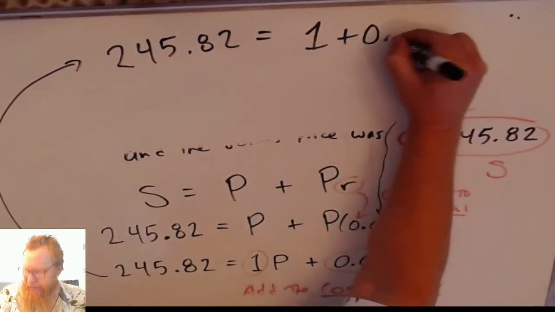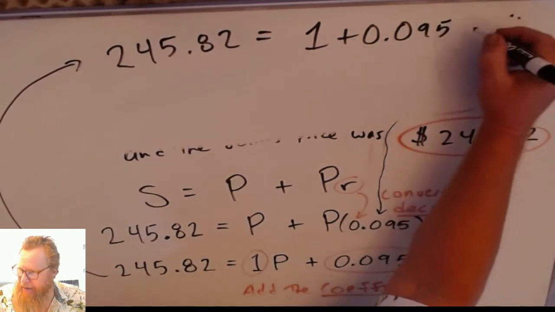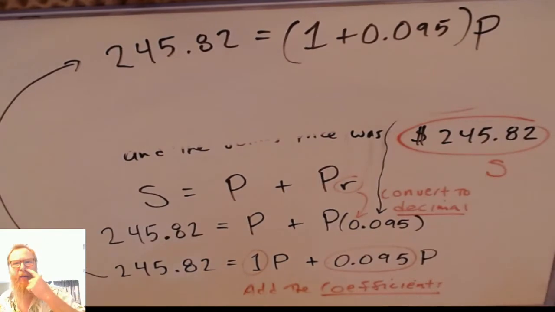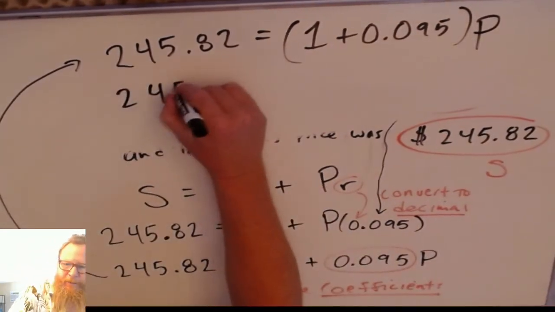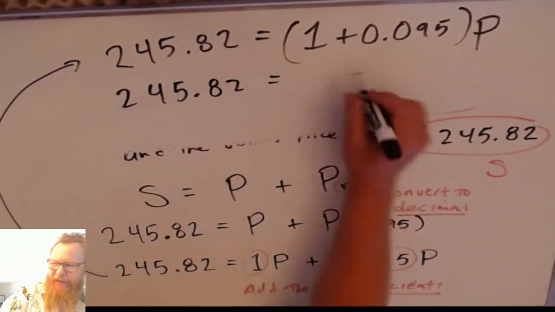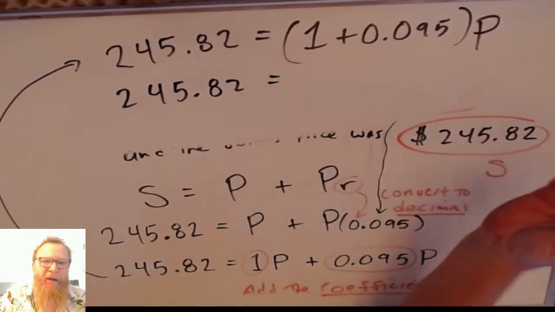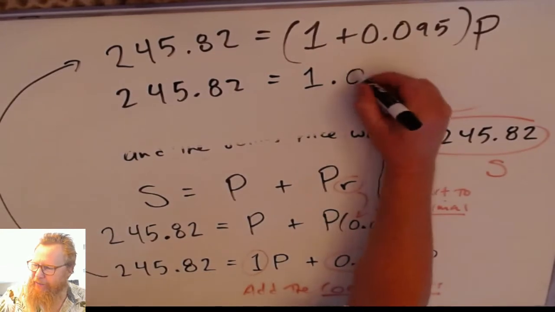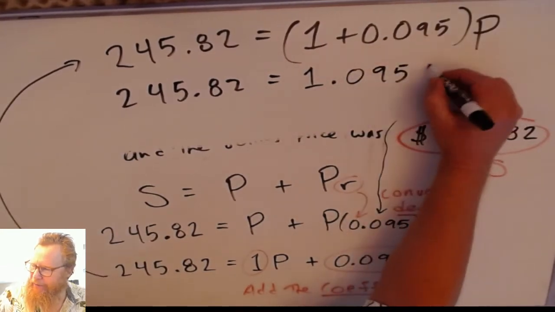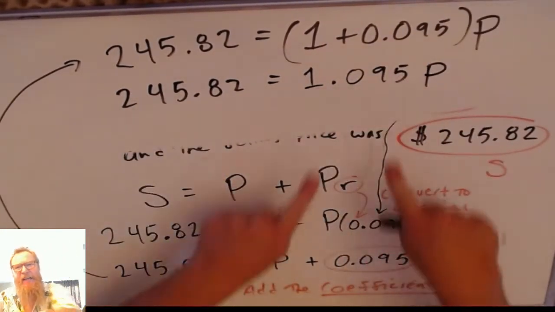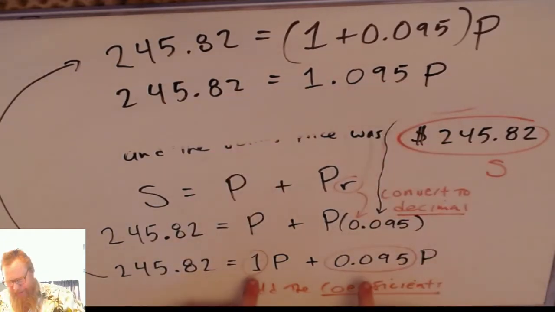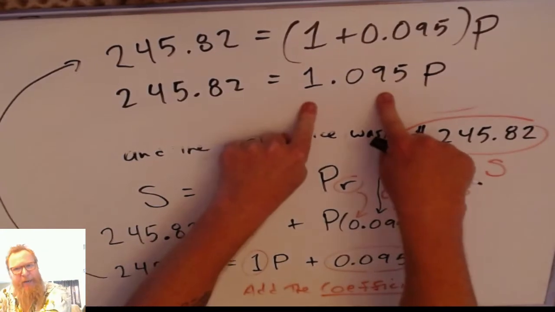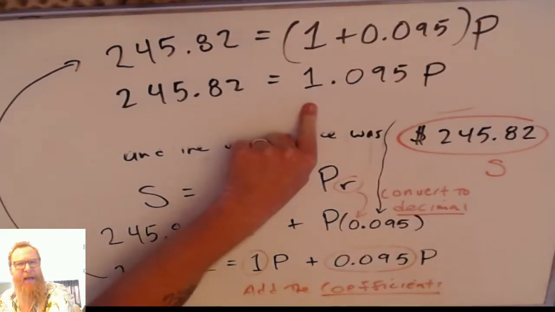1 plus 0.095, and then put the P after you've added them. The cool thing about this process is you're always adding 1, so it's just going to put a 1 in front of the decimal. Oftentimes this step is just done mentally. You take the 1 and the 0.095, add them together, and boom, you get right to here. So we often omit that step.